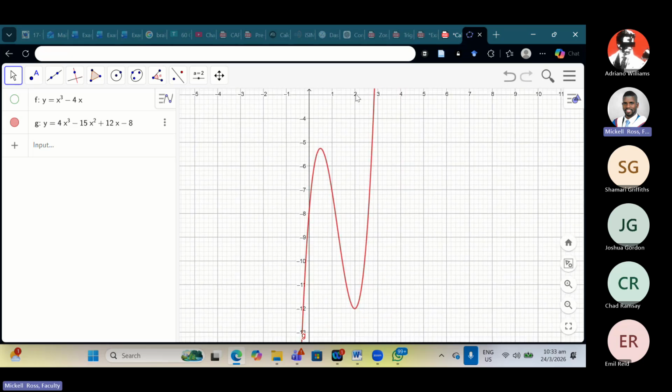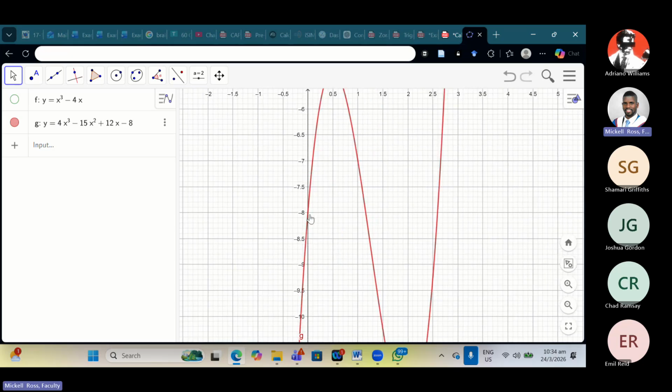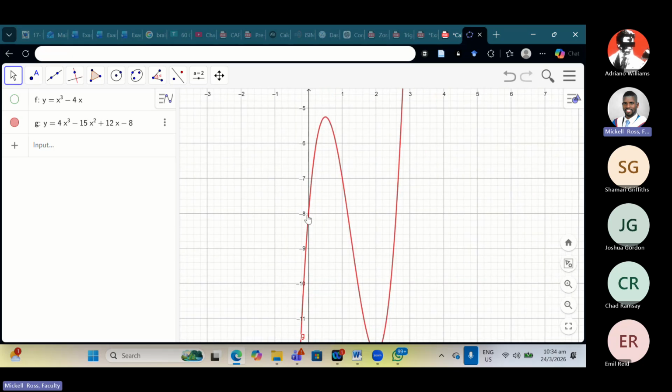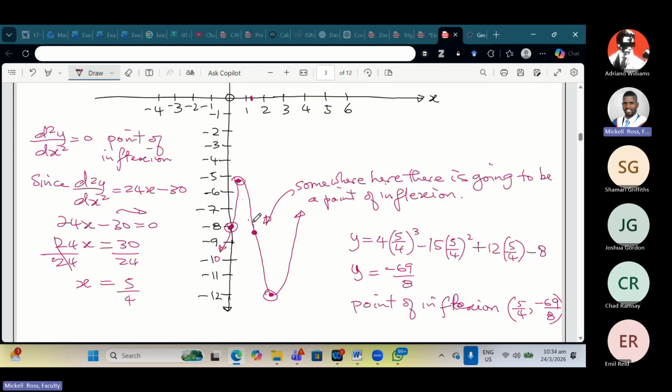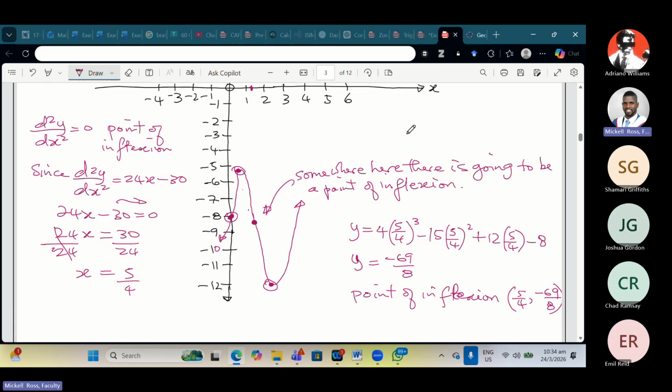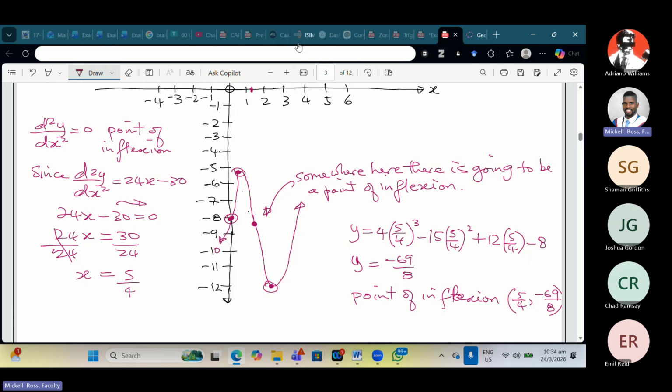Notice this turning point, negative 2 1/2, is right here. The next point, which is a half, negative 5 point something, is right here. The y-intercept is here at (0, negative 8), and this would be the turn of the graph. So that is what you would get for your graph. All right, let me know when you finish writing so we can continue.